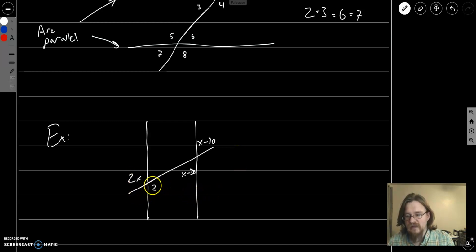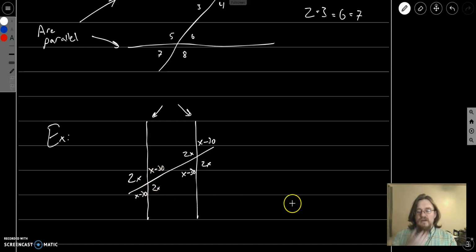And then because these angles are opposite, this is also going to be 2x. And assuming that these lines are parallel, which is just an assumption that we'll have to make here, these four angles and these four angles are going to be the same as well. So this is going to be 2x, this is going to be 2x, this is going to be x minus 30, and this is going to be x minus 30. So then from here, we've filled in all the information we can.